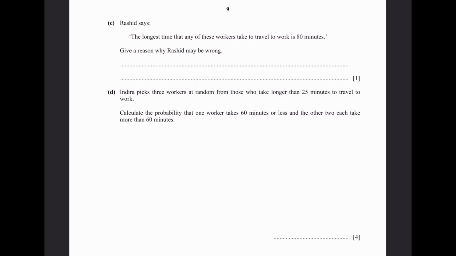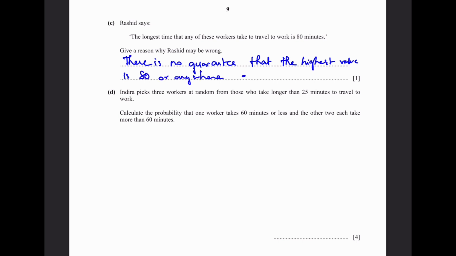There's no guarantee that the highest value is 80 or anywhere else where 60 is less than t, less than or equal to 80. So we do not know which one of these values is the maximum time.